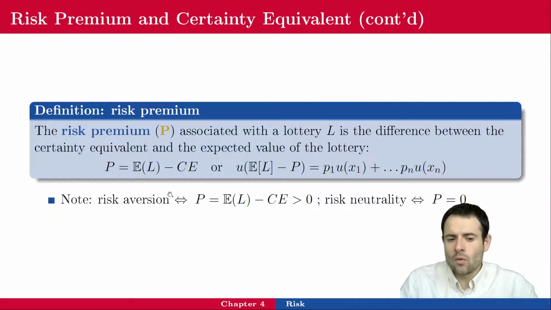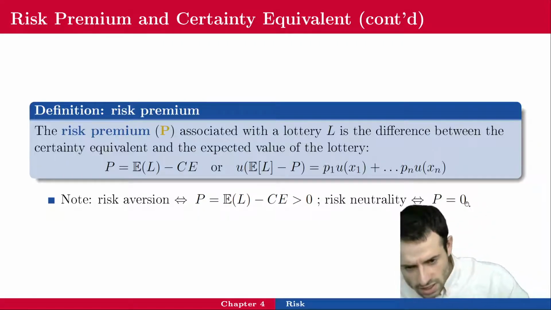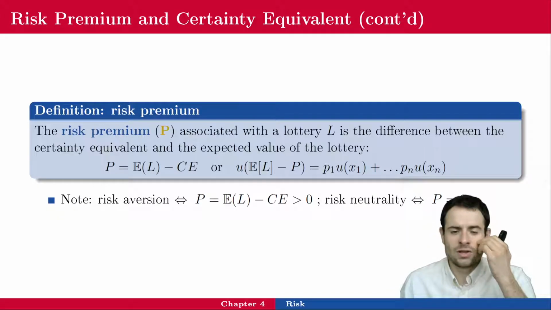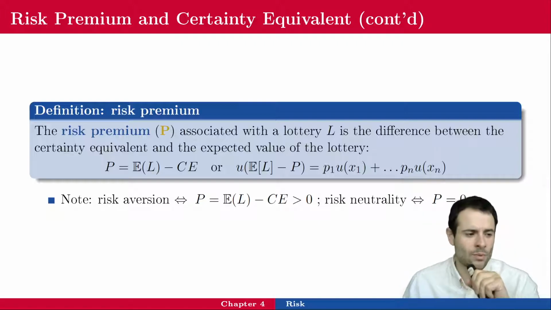That means that if you're risk averse, you are willing to pay a positive price to leave the gamble, to not play the gamble. And if you're risk neutral, because these two are equal, then the risk premium is zero. You don't need to pay a price or anything to be indifferent between no gamble and gamble.